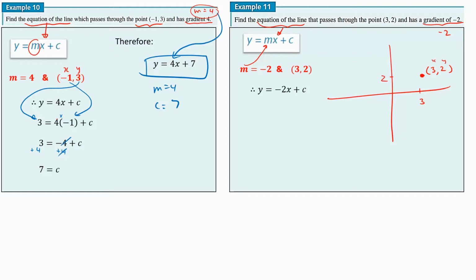So the problem is I still don't know what c is. I don't know what the y-intercept is. But no worries. I know when x is 3, y is 2. So that's what I'm going to do. When x is 3, y is 2. I'm going to write that down.